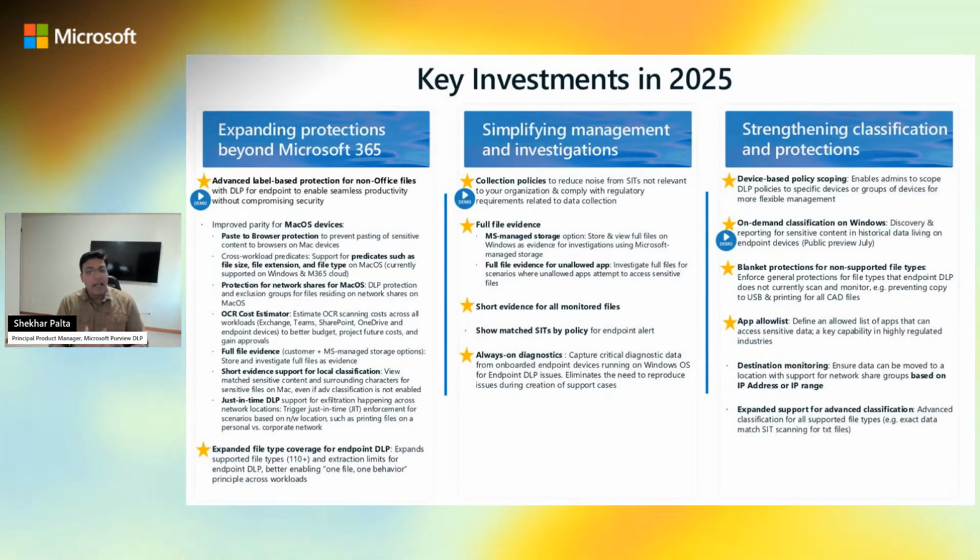In addition to short evidence for all monitored files, by the way, short evidence was only available for a few file types, which is Office and PDF files, but now we have expanded it to more than 110 file types that we just talked about.